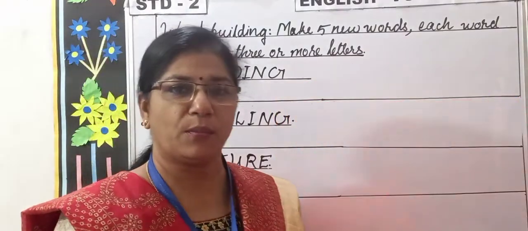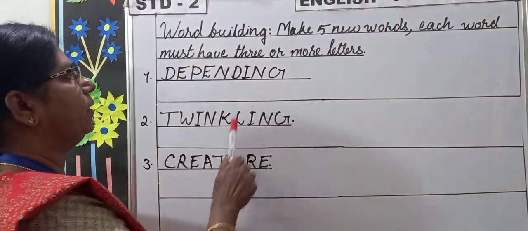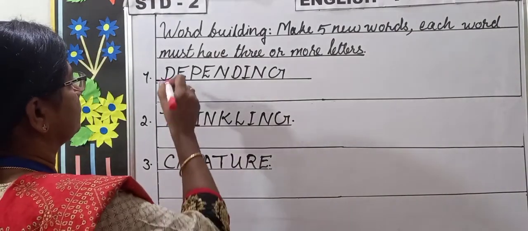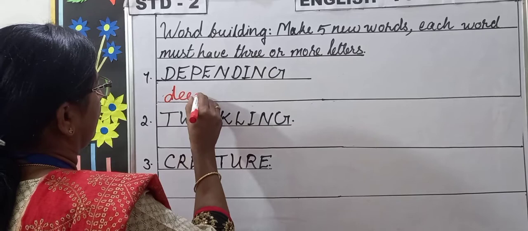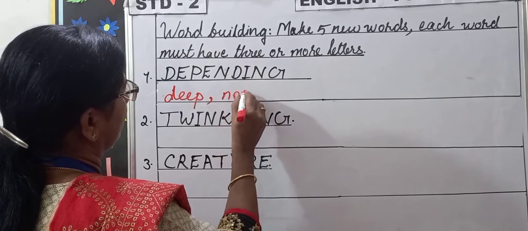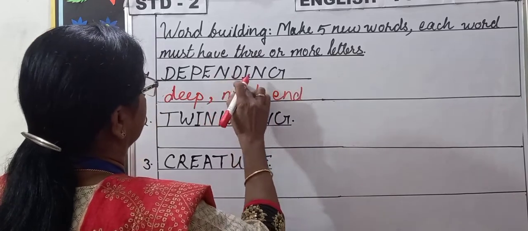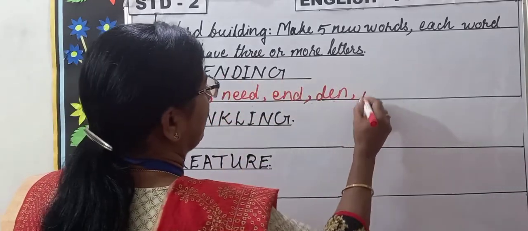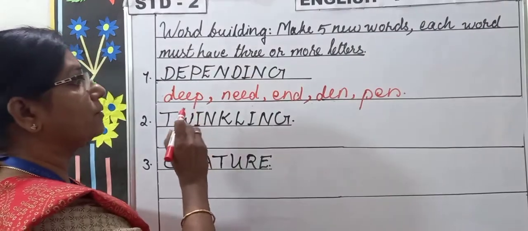So children, let's do some more examples from the board. Here, number 1, the word given is depending. Can you make 5 words, children? Yes, let us start. We'll start with the first letter. Let us do D. D-E-E-P, deep. N-E-E-D, need. E-N-D, end. D-E-N, den. P-E-N, pen. Again, many words you can make, but we are asked to make 5 words.